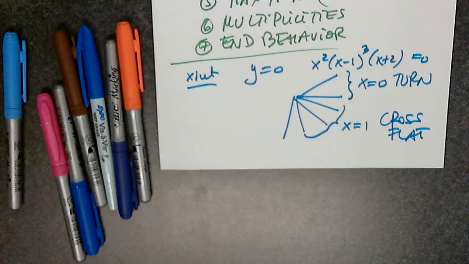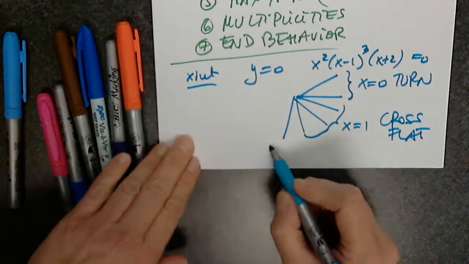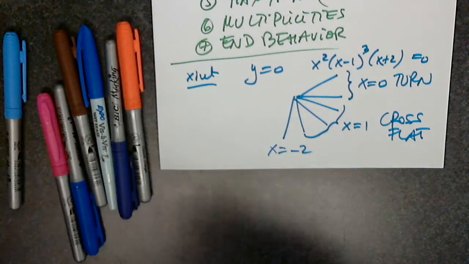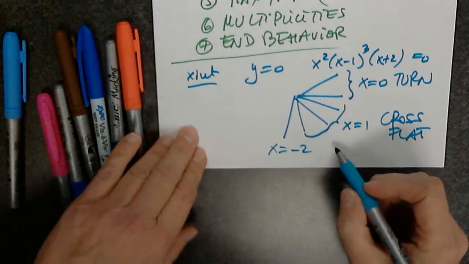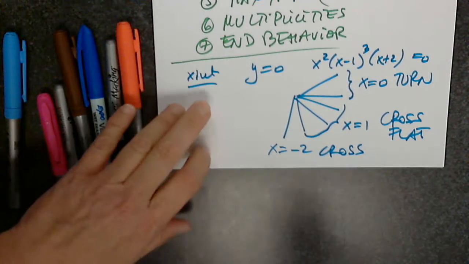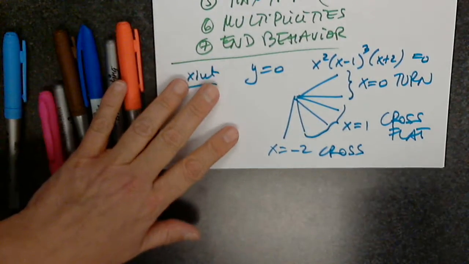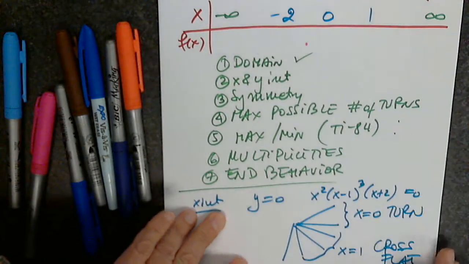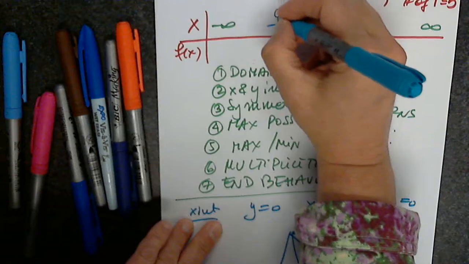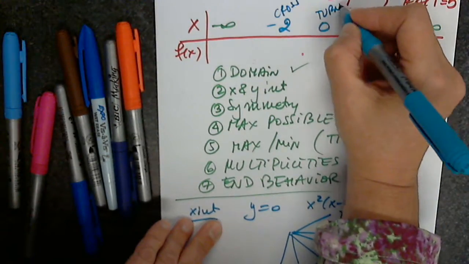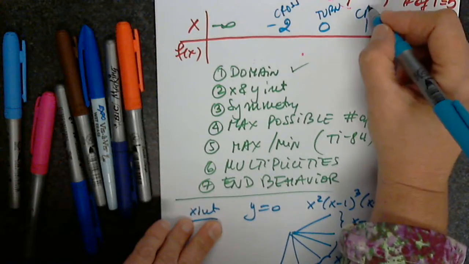And can you give me one more solution? What does the function do when it has a single multiplicity 1? Cross, straight cross, normal cross, or just cross. Now I put them in the chart in ascending order, carefully: negative 2, 0, and 1. At negative 2, I make myself a note, a cross. At 0, I make myself the note, turn. And at 1, cross flat.